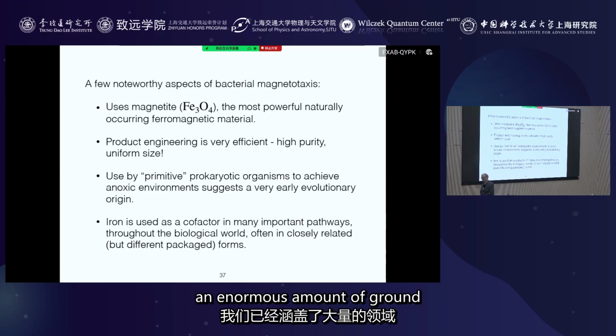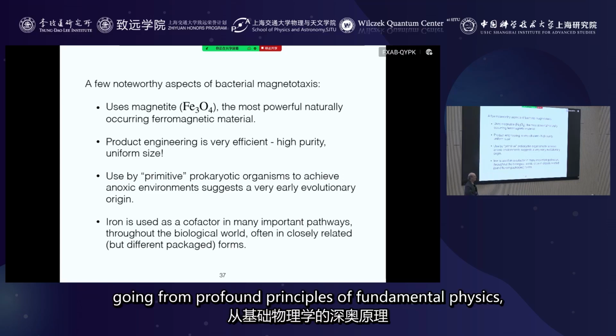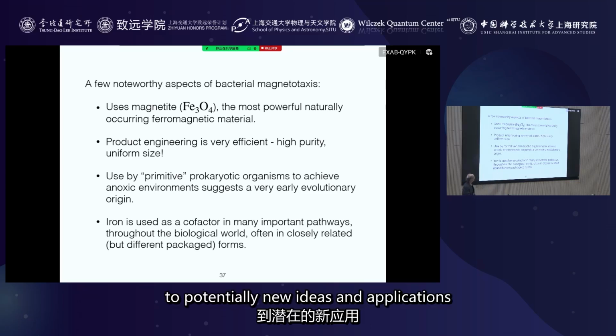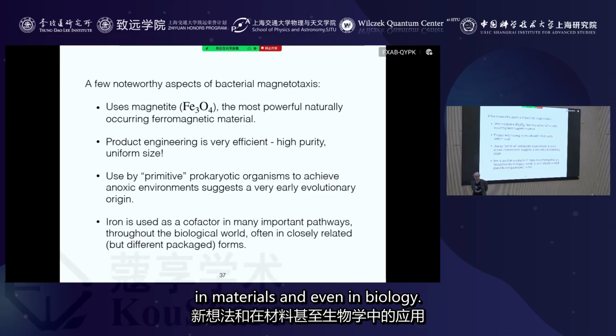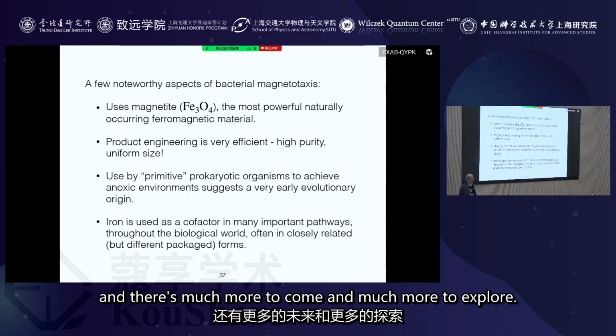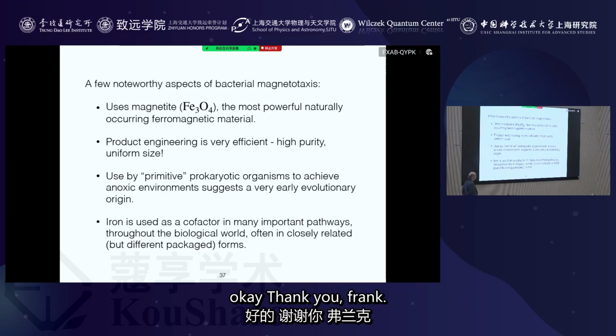We've covered an enormous amount of ground, going from profound principles of fundamental physics to entertaining examples to potentially new ideas and applications in materials and even in biology. And I hope you've enjoyed it, and there's much more to come and much more to explore. Thank you.